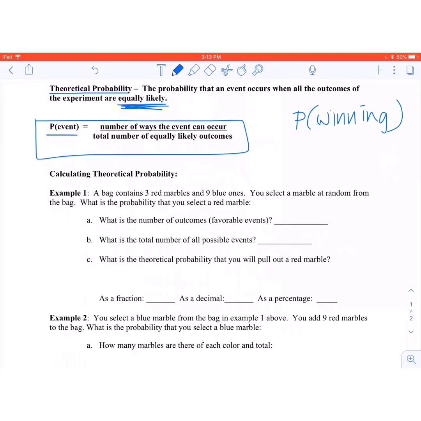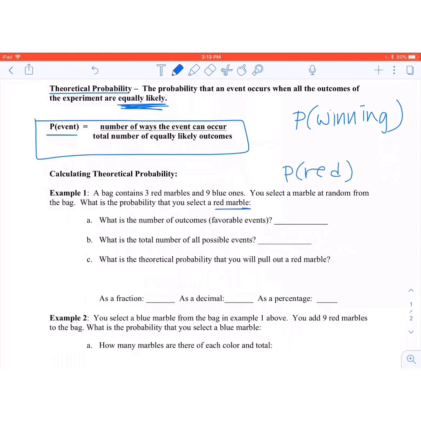A bag contains 3 red marbles and 9 blue marbles. So you select a marble at random from the bag. What is the probability that you selected a red marble? What is our desired result? Our desired result is to select a red marble. So what we're looking for is the probability of selecting red.